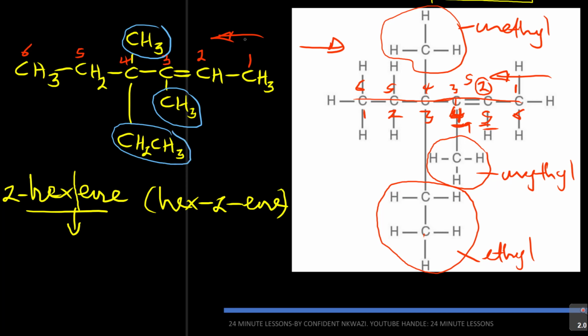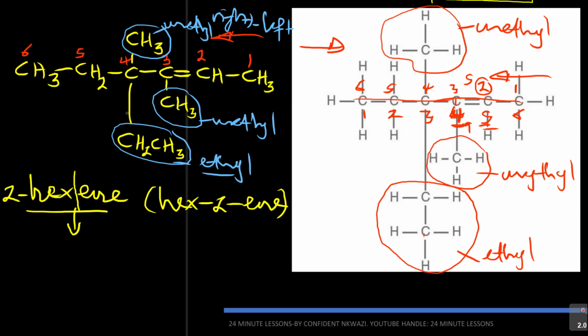Now, since we're already moving from right to left, don't worry about the branches now. Just name them to say how they are appearing. Look at this. I've got in carbon number 3 a methyl. Remember, this is methyl. And then you say this is methyl. And then you say this is ethyl. So what starts is E before M. So let me write the actual name now.